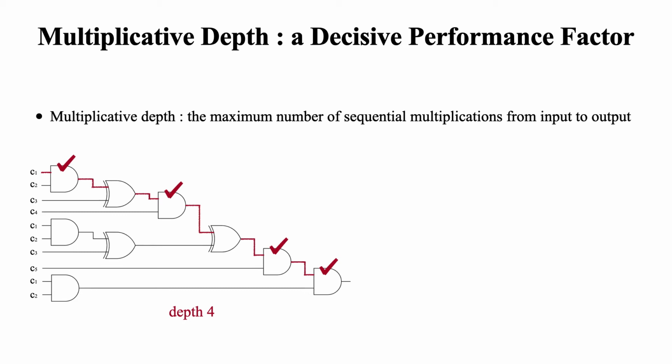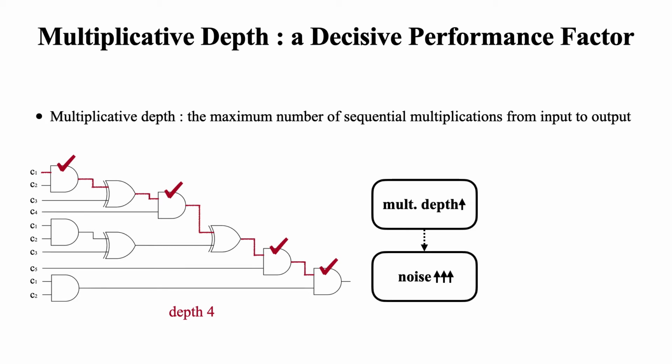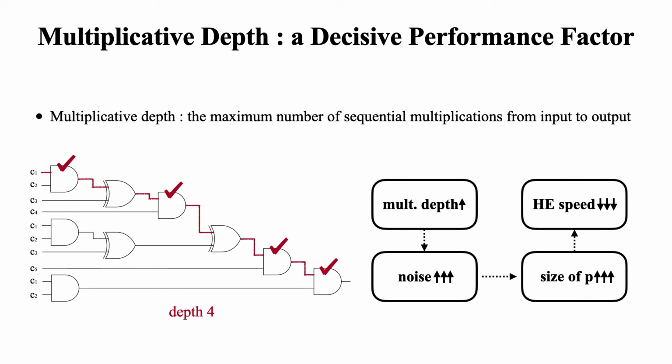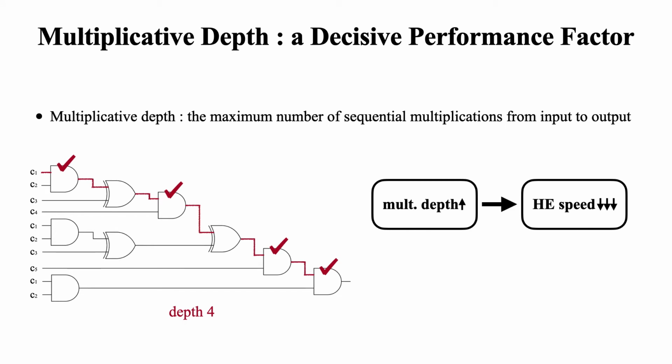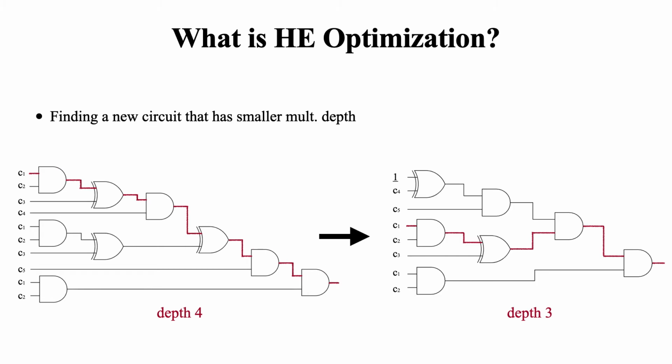Multiplicative depth is the maximum number of multiplications from input to output. For example, the below circuit has multiplicative depth 4. When the multiplicative depth increases, noise increases exponentially, which results in a huge size of P and slowdown of HE. For this reason, to conclude, multiplicative depth is a decisive performance factor of HE.